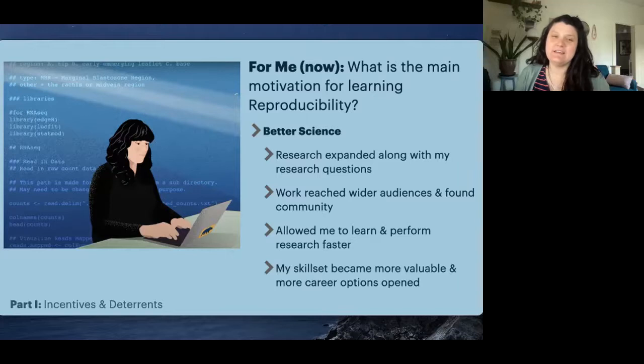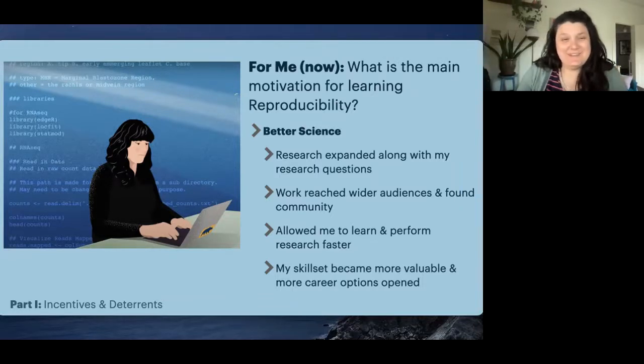And this is a thing that I like to stress, especially for PhD students who may not want to be on the academic track. And I'll talk more about career motivations, but learning computational reproducible skills makes you more valuable and your career options open up. And that's especially important in academia these days.